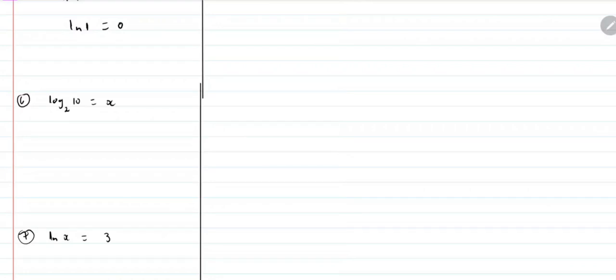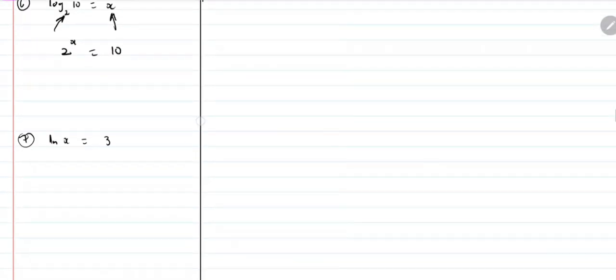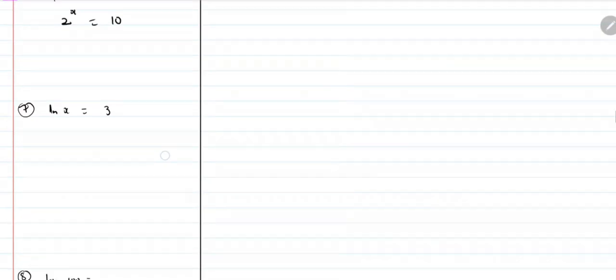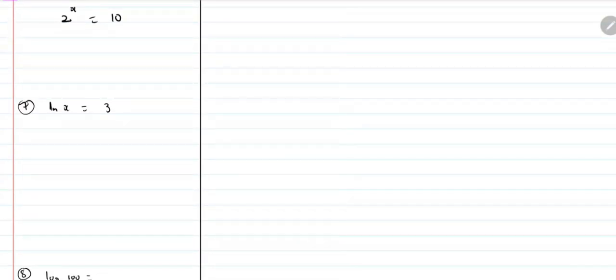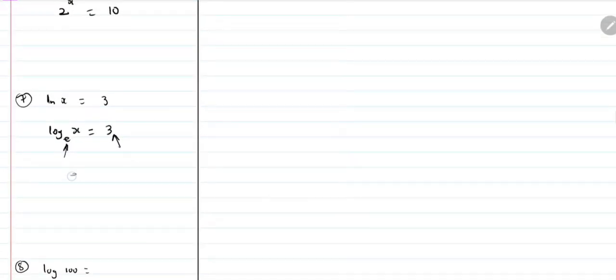Alright, so what about log base 2 of 10 is equal to x? Let's convert that to exponential form. Again, this is the base, this is my argument, and this is my index. So that's going to be 2 raised to the power of x is equal to 10. All right, let's convert ln x is equal to 3 to exponential form. Well, I said that ln was log base e. So that's log base e of x is equal to 3, right? e is my base, 3 is my index. So this is e raised to the power of 3 is equal to x.